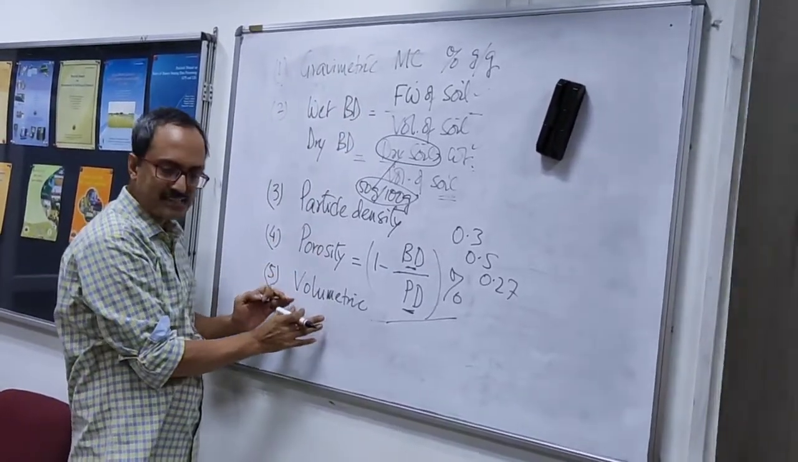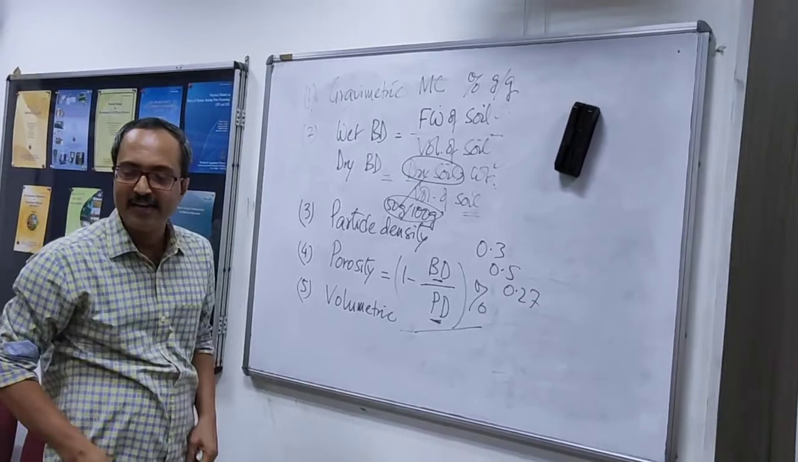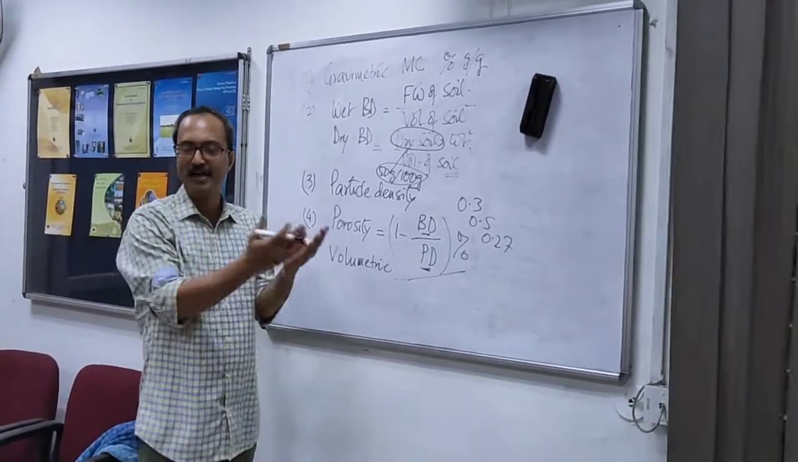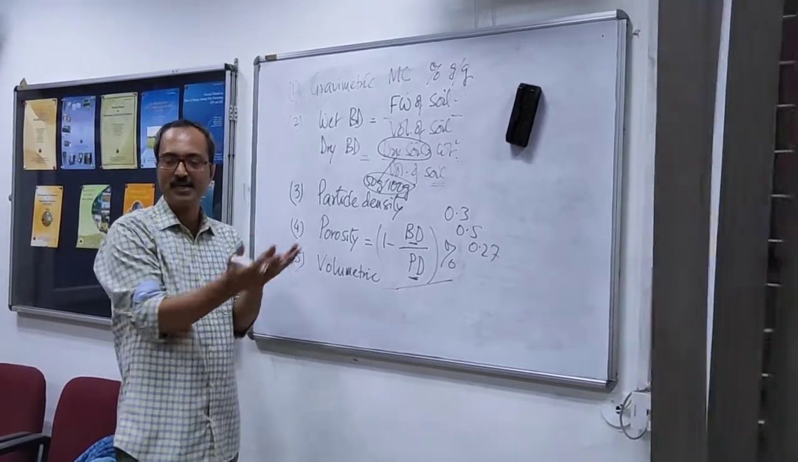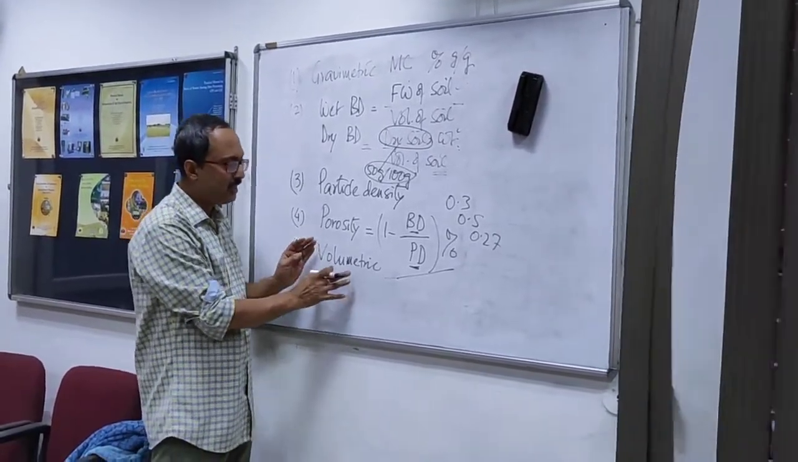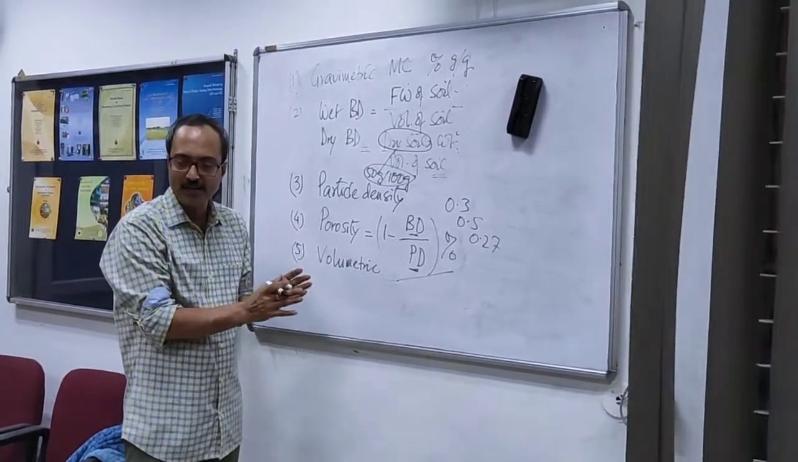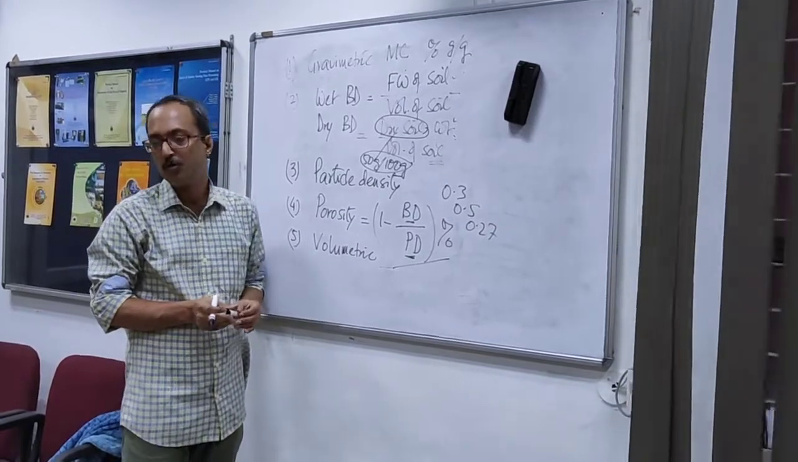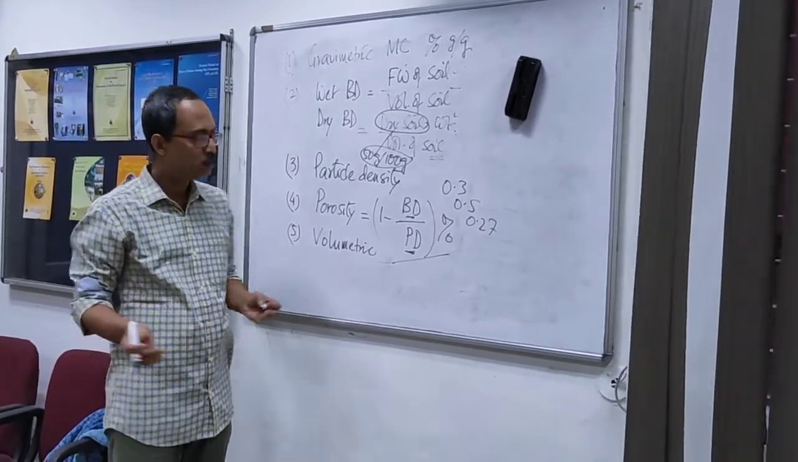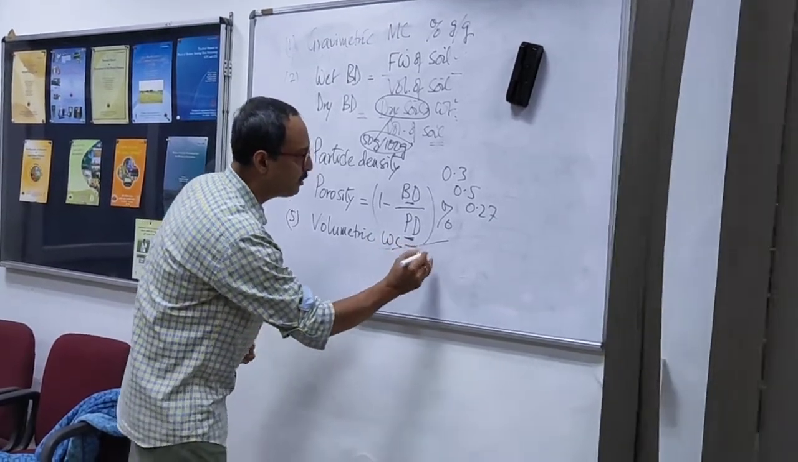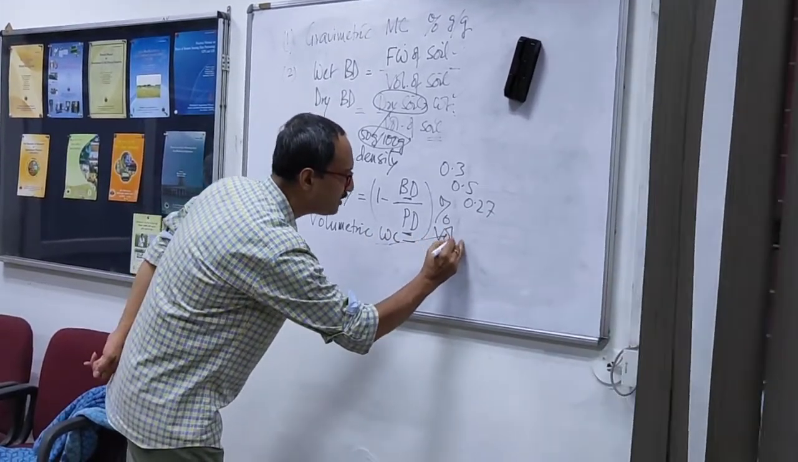You take that as a volumetric water content, because water has a density of 1 gram per cc. So whatever the cc, it is the gram. Cubic centimeter is the gram, so it's the same way as the volume. Once it's the volume of water, you only have to divide it by the pore volume. The pore volume is only the soil.